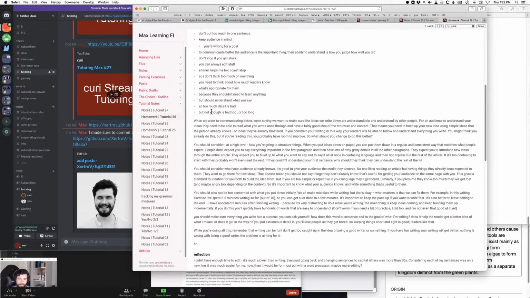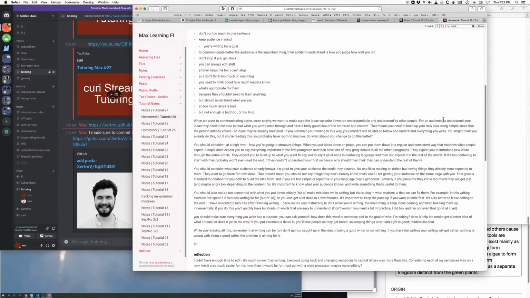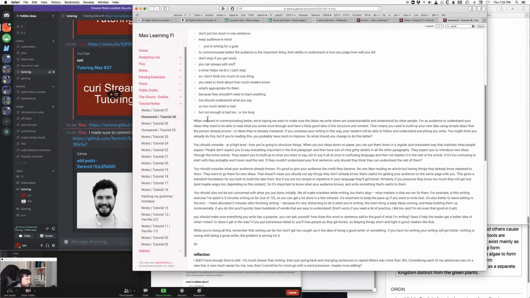Okay, so now the paragraph, or the writing, any paragraphs. We want to make sure the idea is understandable and understood. You need to be able to read what you wrote once through and have a fairly good idea of the structure and content. Yeah, not needing to double back is generally pretty desirable.